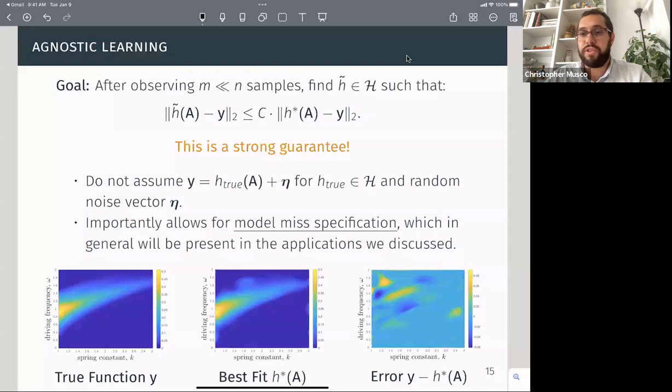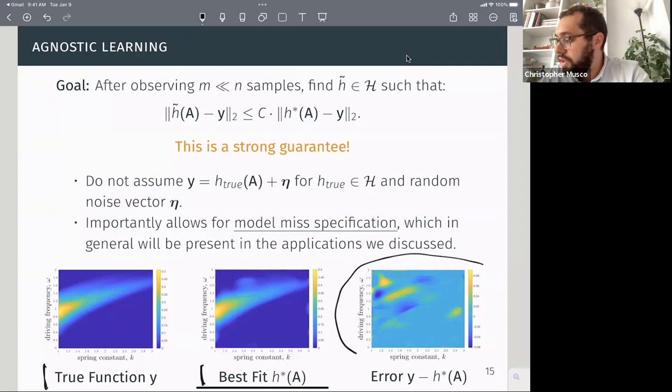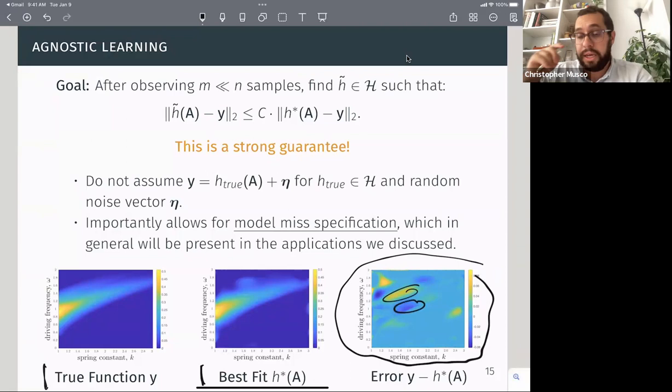And this is very easy to see. If you look at examples, like the simple harmonic oscillator example I showed earlier, and you find the true function Y and then the best fit in some hypothesis class, which we're calling H star, and you look at the difference between those two, you'll notice that the differences between Y and the optimal hypothesis are pretty correlated. In this region we're overestimating, in this region we're underestimating. It's certainly not IID noise added to some true hypothesis. Y has systematic errors away from the true optimal.